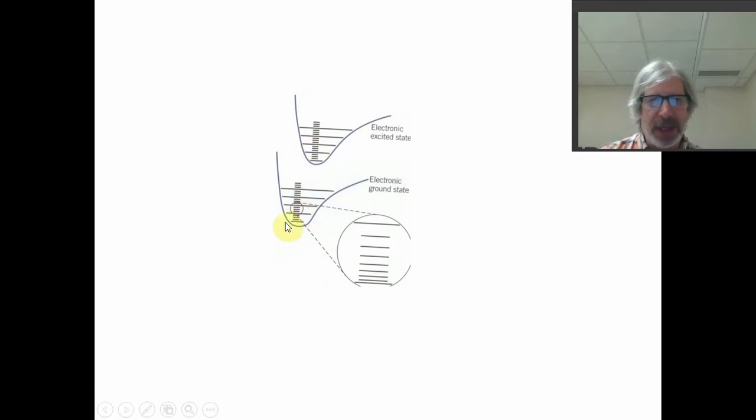Let's look at this ground state electronic level. Amongst these you have different vibrational levels from the vibration, and then for even smaller energy levels you have the rotational, and here's a blow up of the rotational energy levels.